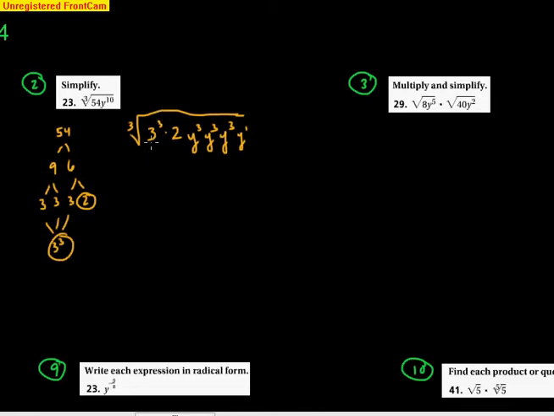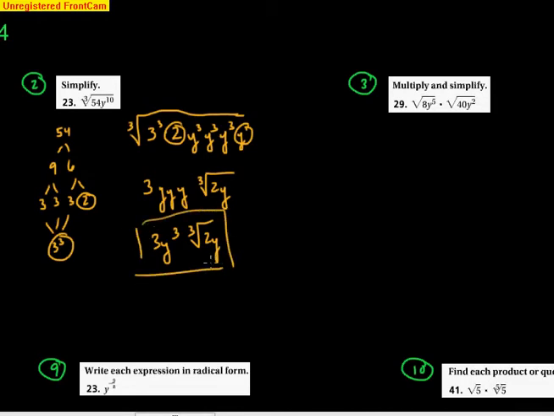So now anything cubed comes out. Anything not cubed stays. 3 comes out. 2 stays. Y comes out. Y comes out. Y comes out. Y stays. So because things are staying, you have to keep the cube root, and the 2y comes after. And then out here, just make sure you multiply, right? Y times y times y makes y to the third. 3y to the third times the cube root of 2y. And there you go. So that's how you simplify this cube root.